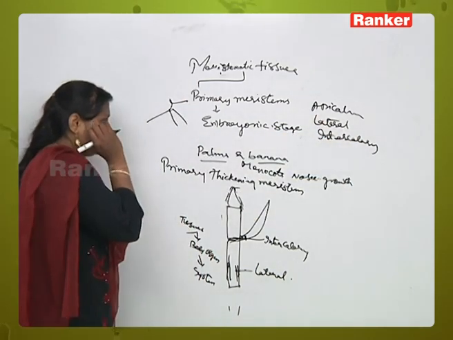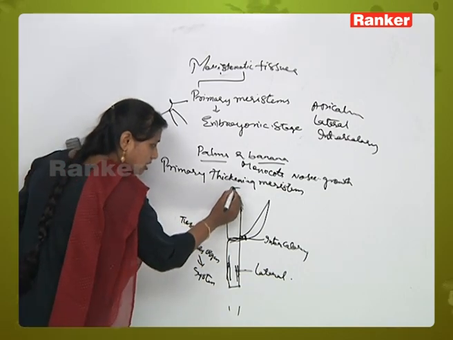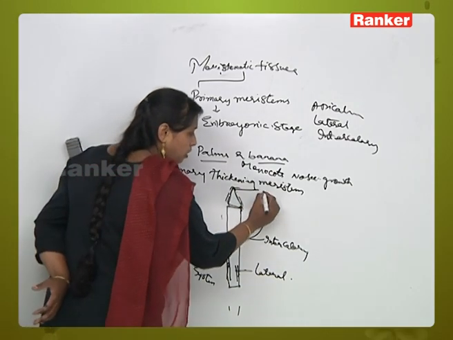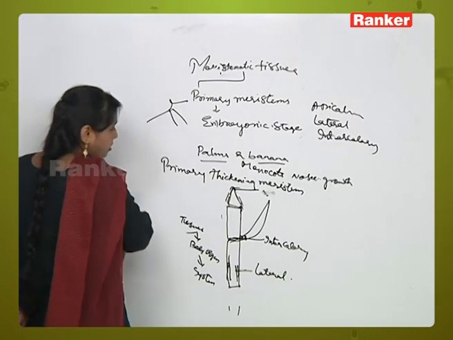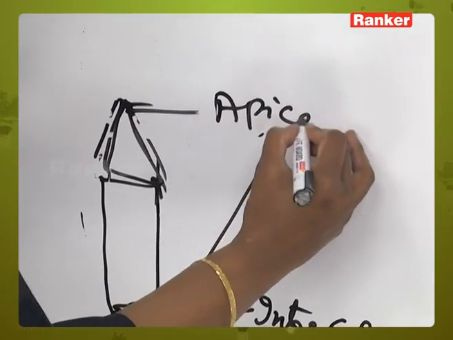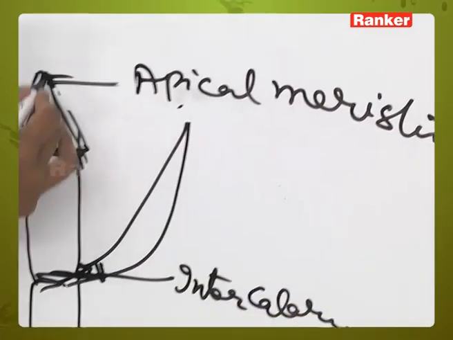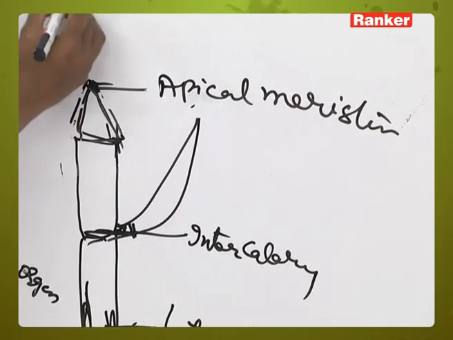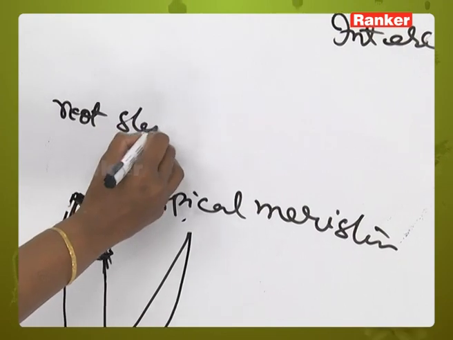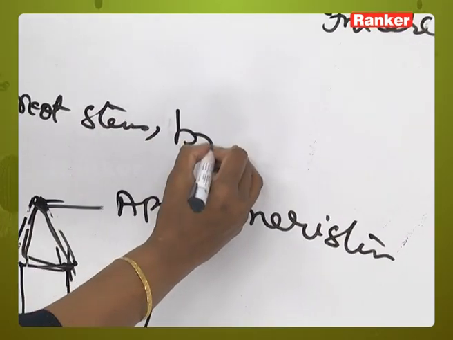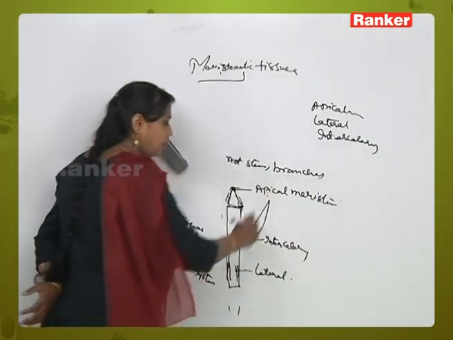Now, apical meristems are the meristems which are present at the tip of the root, stems and branches. These are the meristems present at the apical initials or apical tips at the top of the root, stem and branches. Okay. Now, what is happening here?